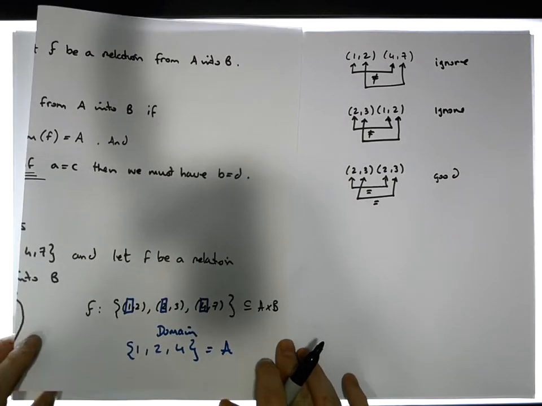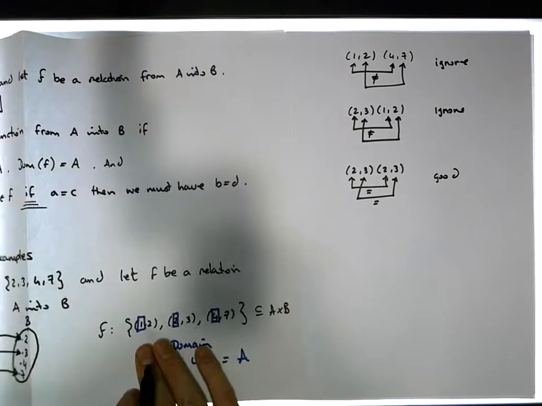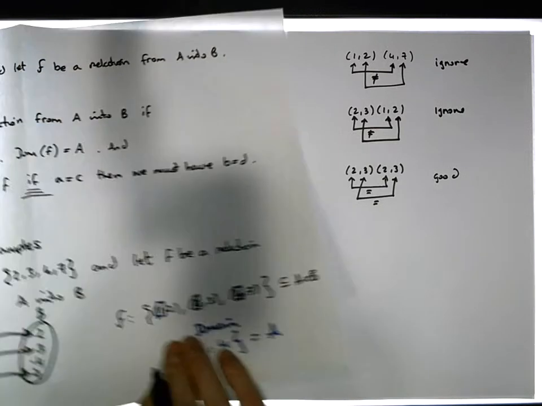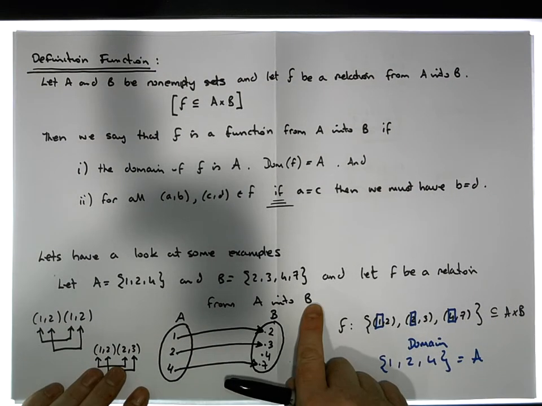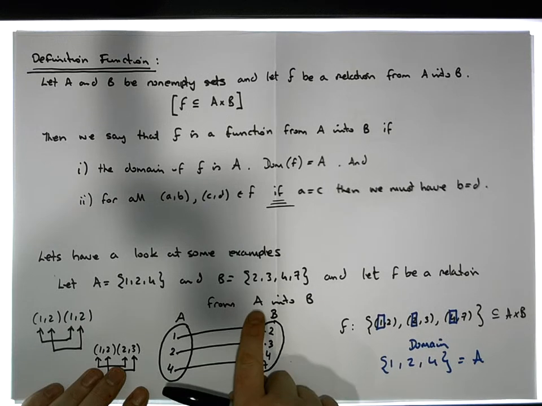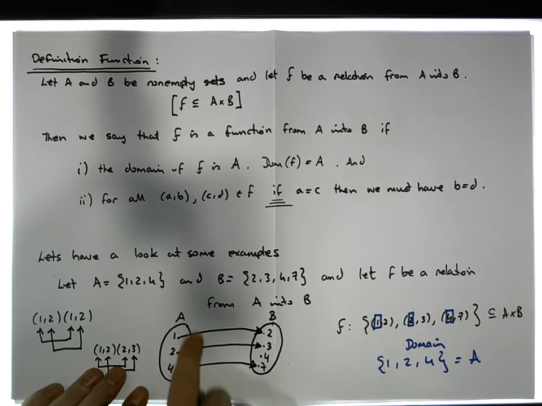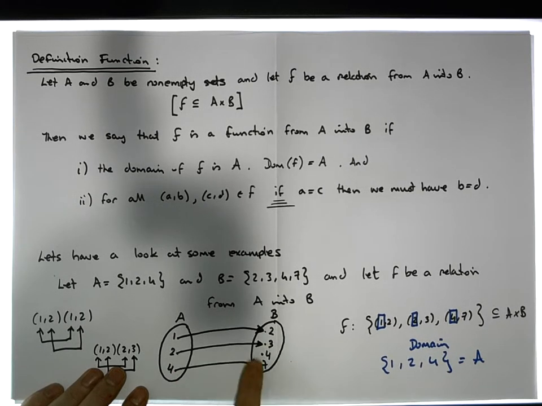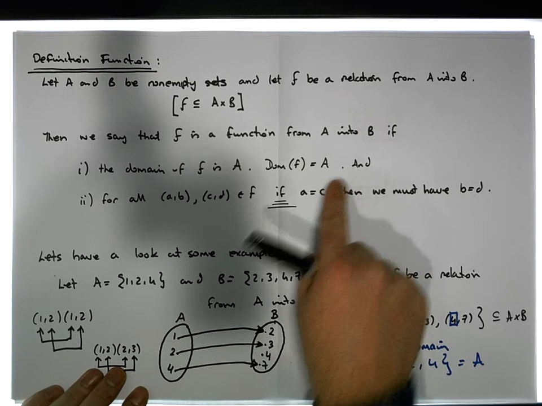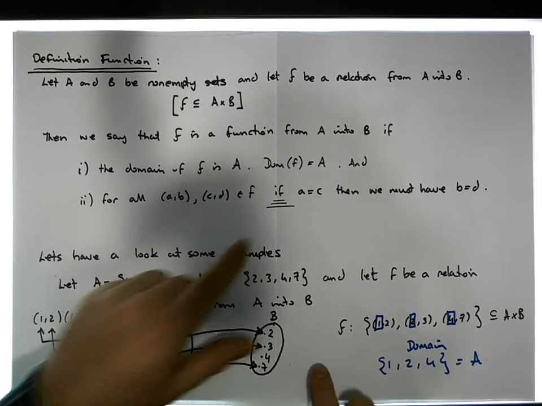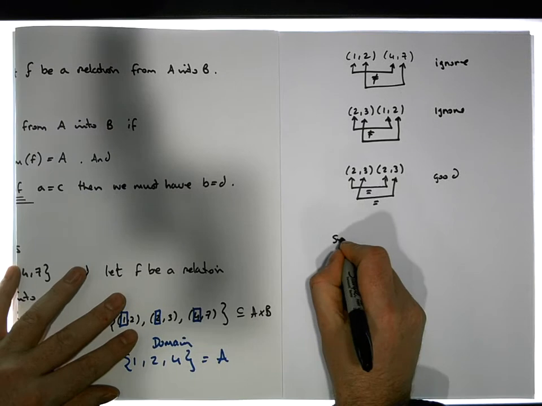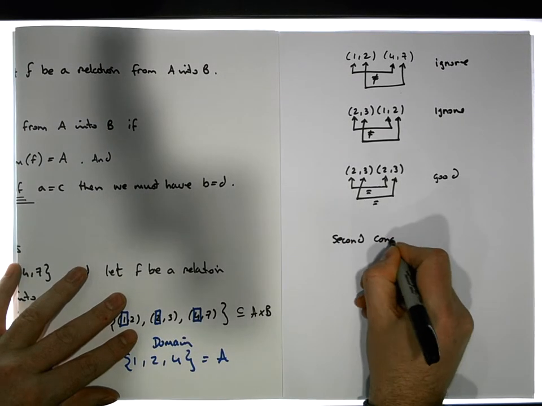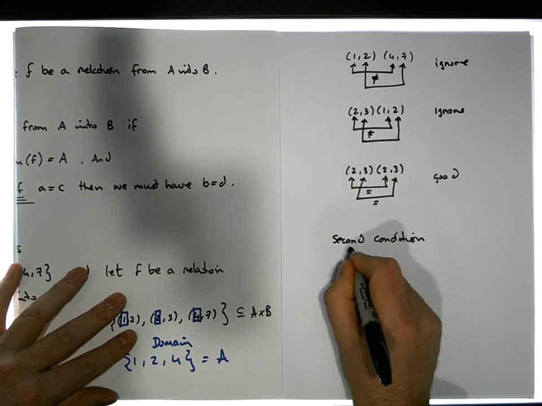But I suppose the important thing about a function is this, yeah? A function from A into B, okay, must map every value in A into some value in B. That's what the first condition is saying, okay? And then the second condition is saying something like this, okay?